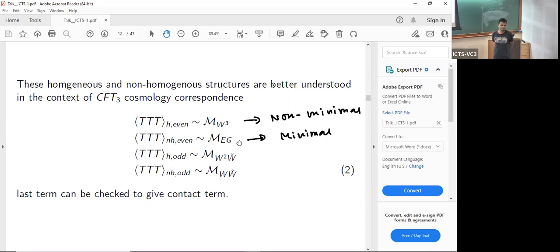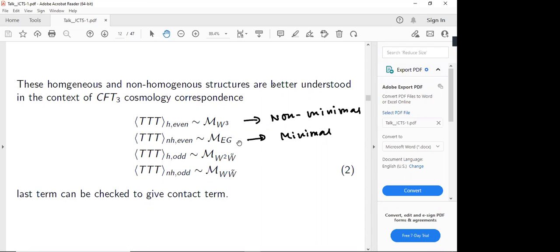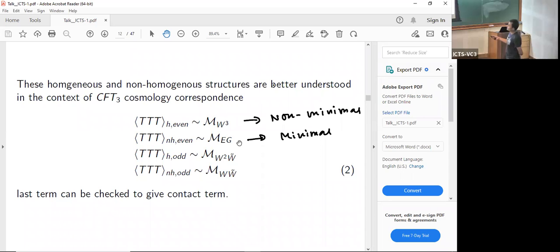Maybe you mentioned this, but I have this question: what is the motivation for doing these things in momentum space? Maybe you mentioned this, but I missed it. Here, in a couple of slides, you will see the structures.